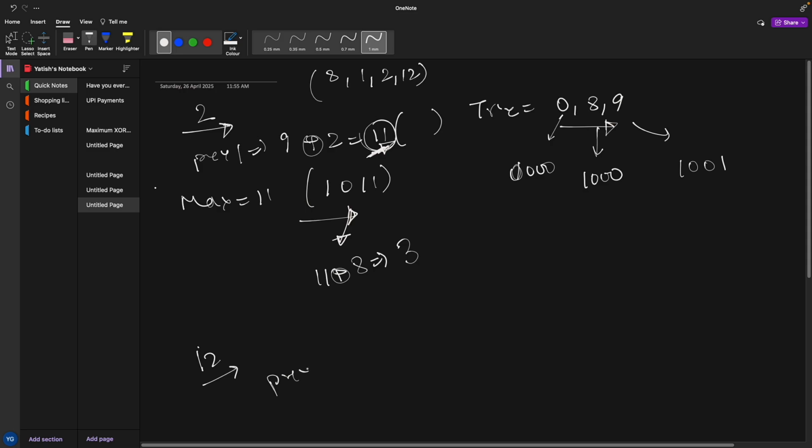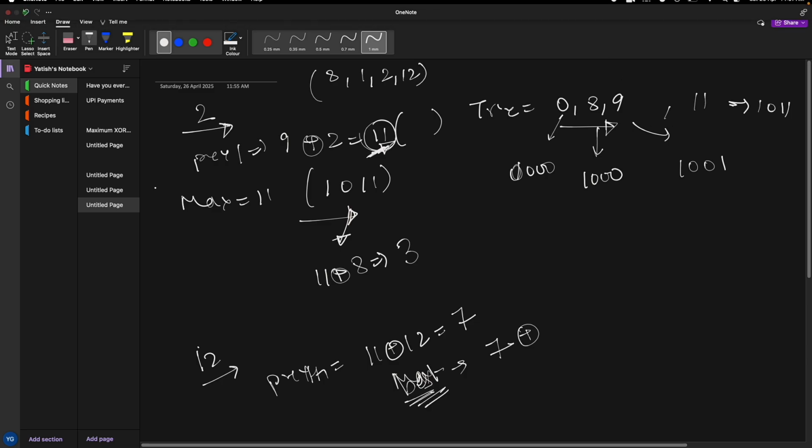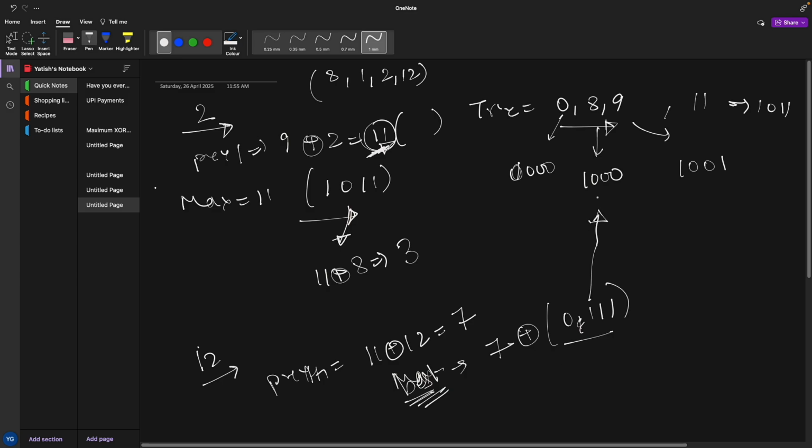After that we have 12. For 12 our prefix would be 11 XOR 12, which would be 7. Then we find the best possible XOR for 7. Now we have 11 also in the trie, which is 1011. The binary representation for 7 would look like 0111, and the best possible match for 7 would be 8. If we do the XOR with 8, it would give me 15. So our maximum possible answer is 15 for this array.